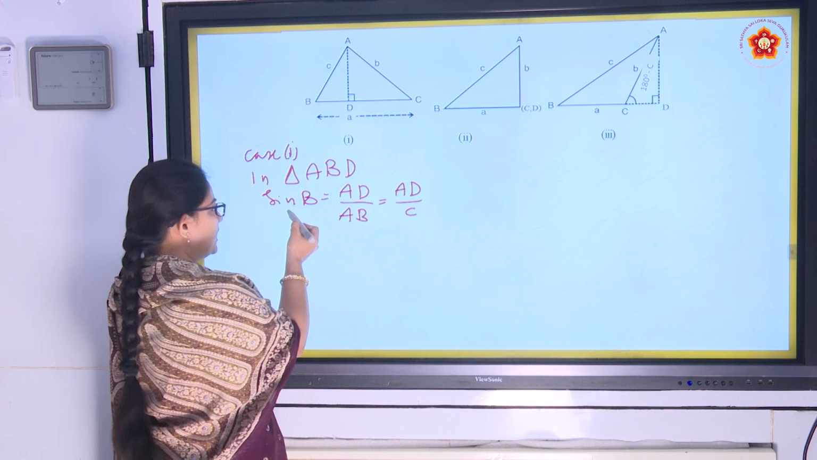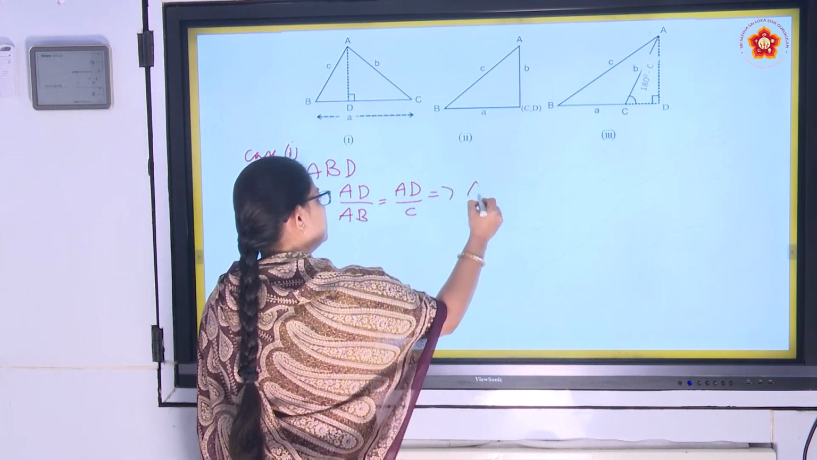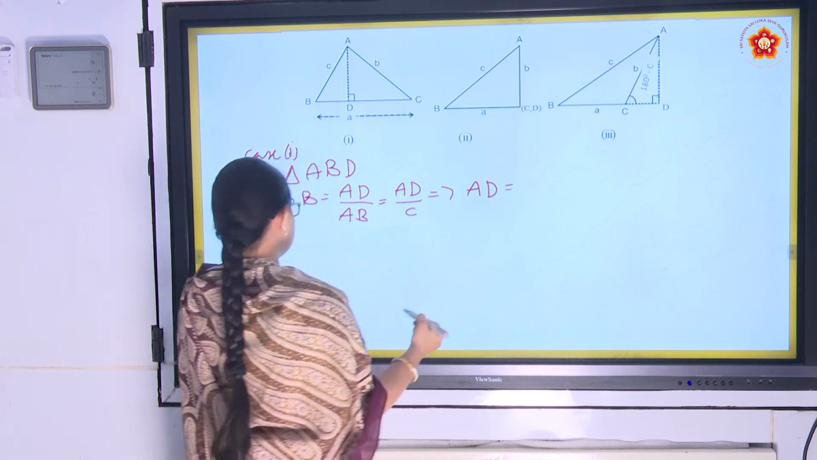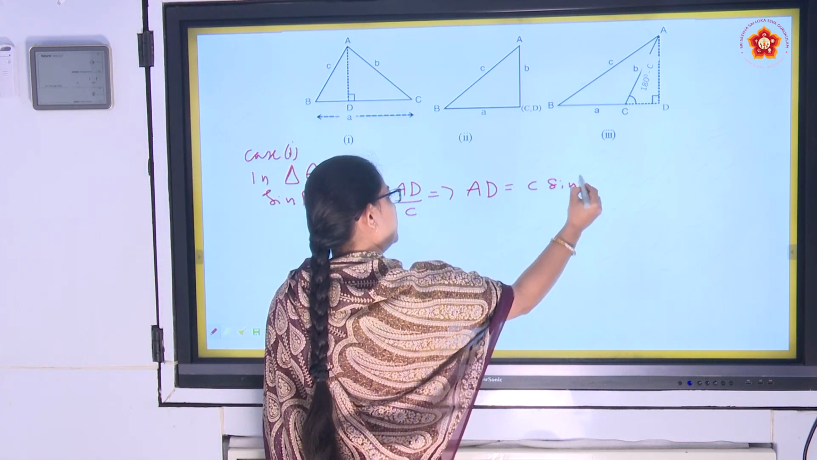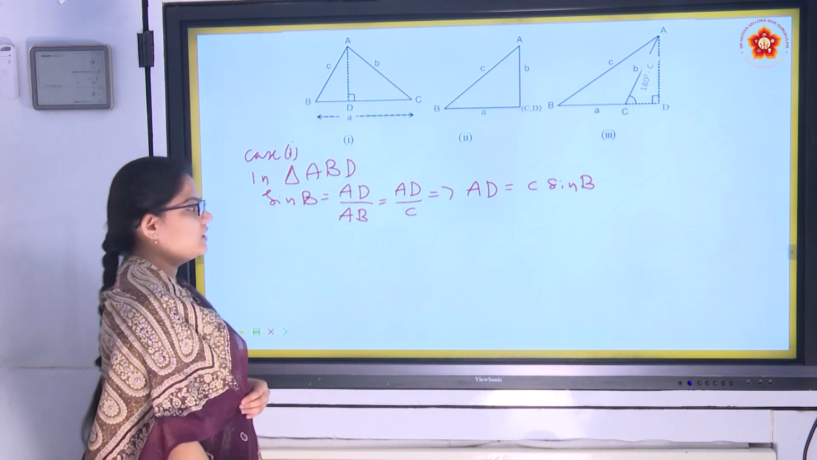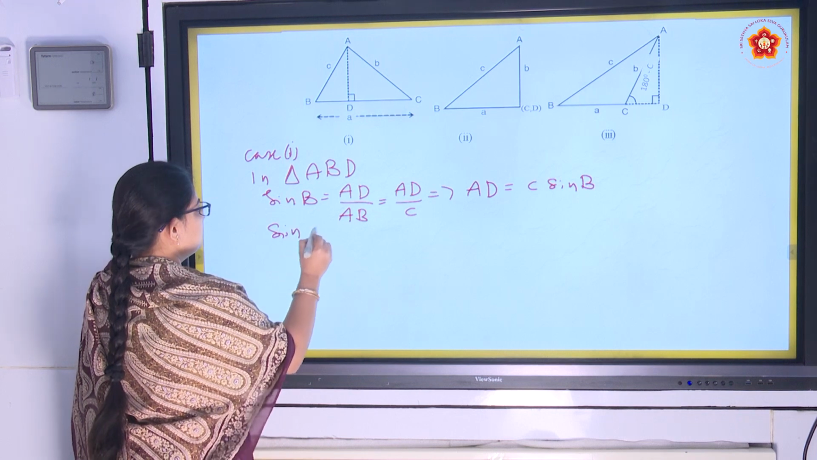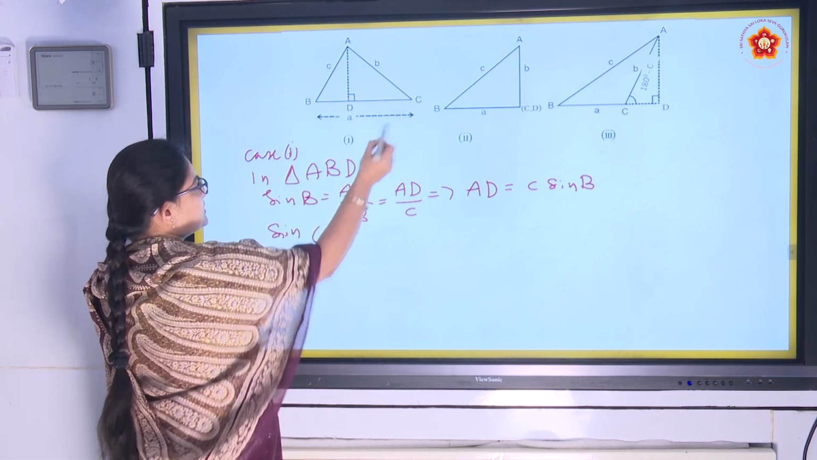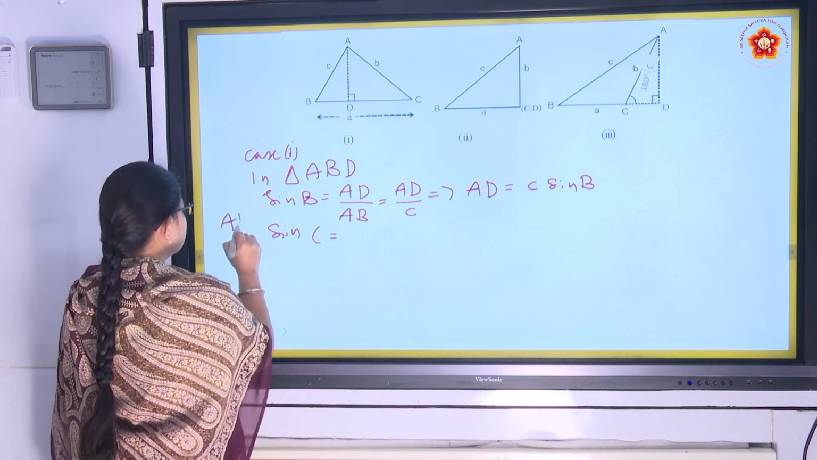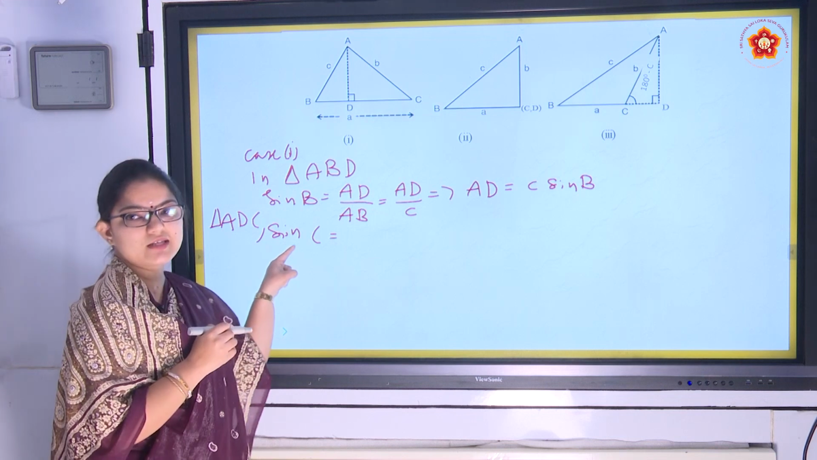So now you have sin B is equal to AD by C, or what is AD then? AD is nothing but C sin B. Now let us find out what is sin C. For sin C you have to consider the triangle ADC, right? So in triangle ADC you are considering what is sin C.